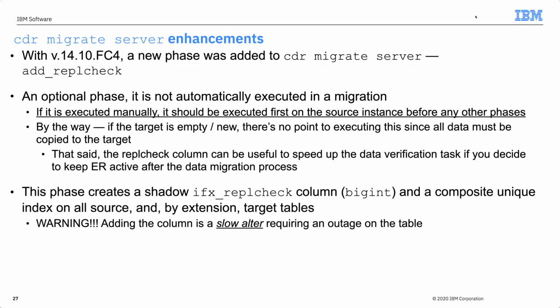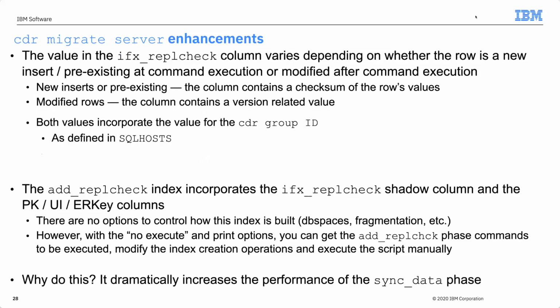Now, this is a slow alter process. So if you elect to use this clause, you will basically be taking each of your tables offline for the amount of time it takes to add the shadow column and build the index, and then continue on. That might or might not be acceptable to you. The intent and the reason why we added it was to speed up the sync data phase.